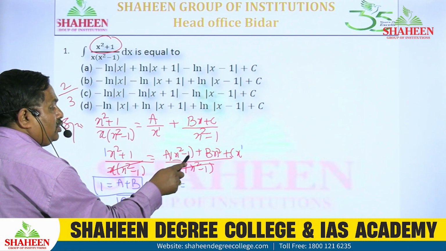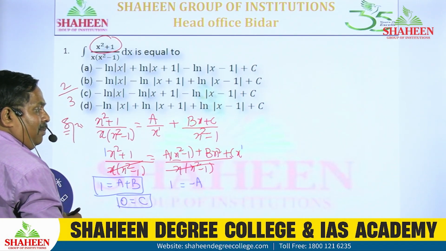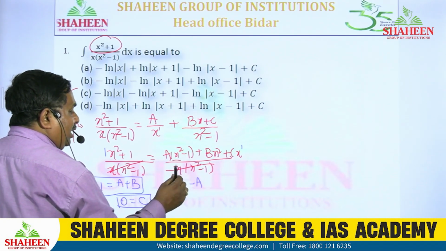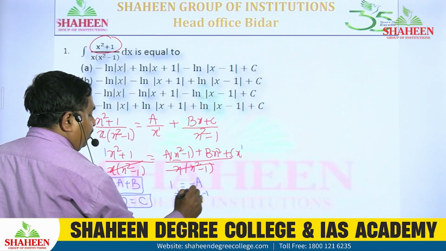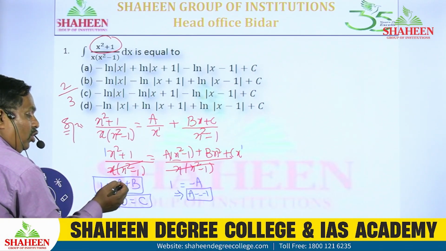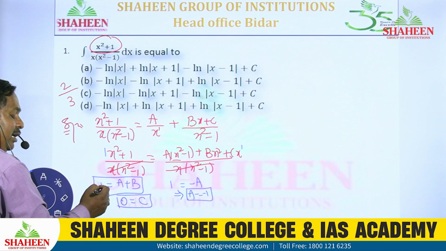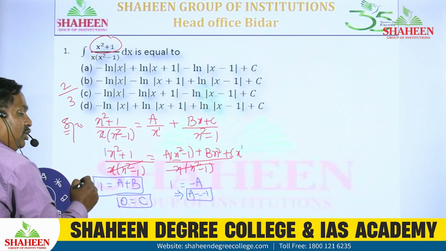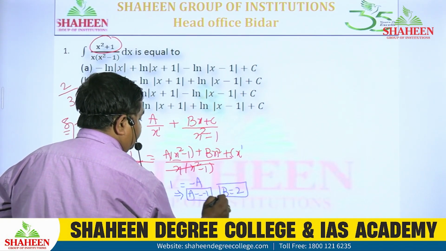If we compare the constant, the LHS constant term is 1, and on the RHS the constant term is a into minus 1, which is minus a, and there is no other constant term. So minus a equals 1, which implies a equals minus 1. a equals minus 1, c equals 0. Substituting a equals minus 1 in a plus b equals 1, we get b equals 1 plus 1, which is 2.